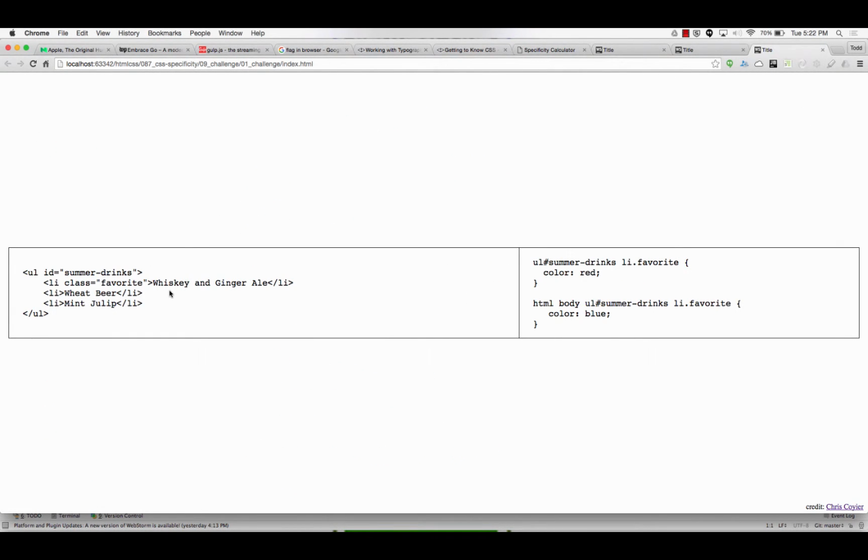Okay, what about this one? Same HTML, but now we have UL pound summer drinks li favorite. So an li with a class of favorite. That's going to select this and try to make it red. And then we have HTML body UL pound summer drinks li favorite. And that's going to select this and make it blue. So which one? They're both selecting the same thing. Which one's going to win?